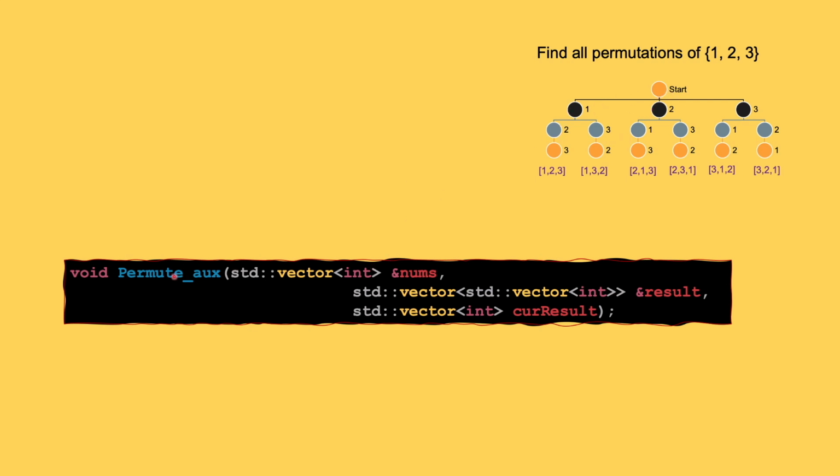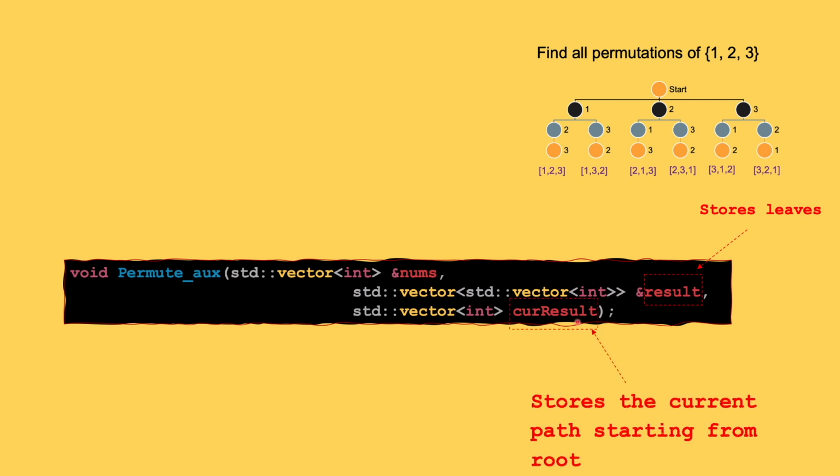This function, we call it permute auxiliary. It has one parameter, which is basically your input. So this is given. We also have 2 auxiliary parameters. One is result, which basically stores the leaf values, stores the current path at the leaf, in this case 1, 2, 3, 1, 3, 2. So as we get to the leaves, we push them inside the result. And there's another parameter that we use, current result, which basically holds the current path.